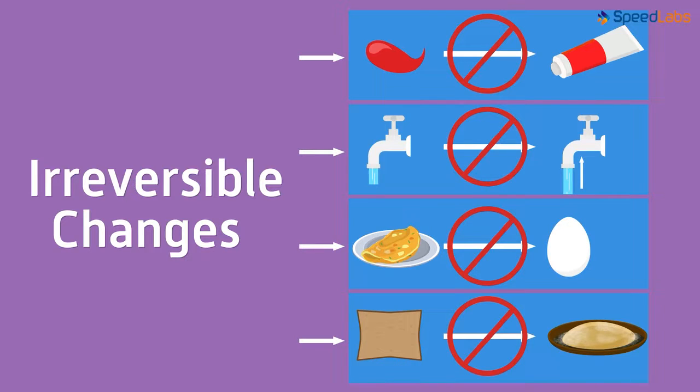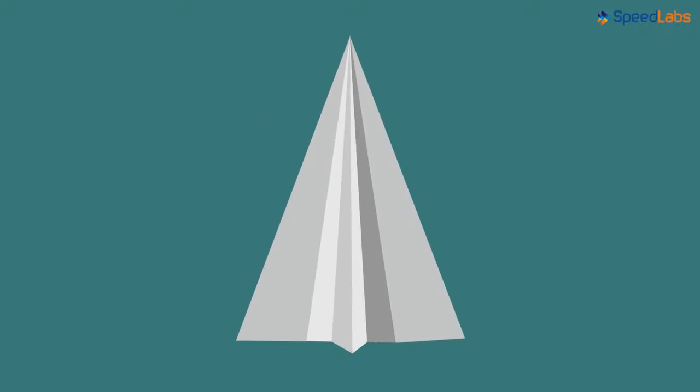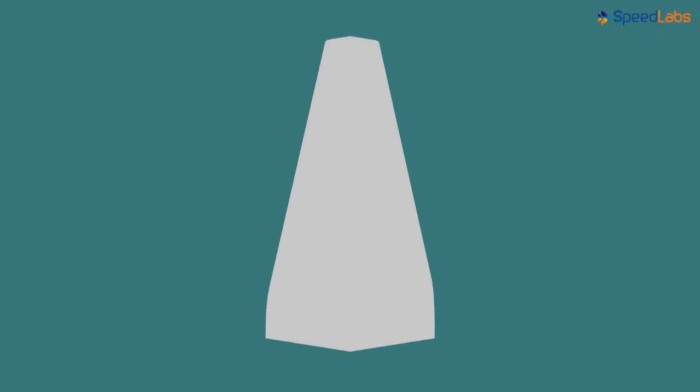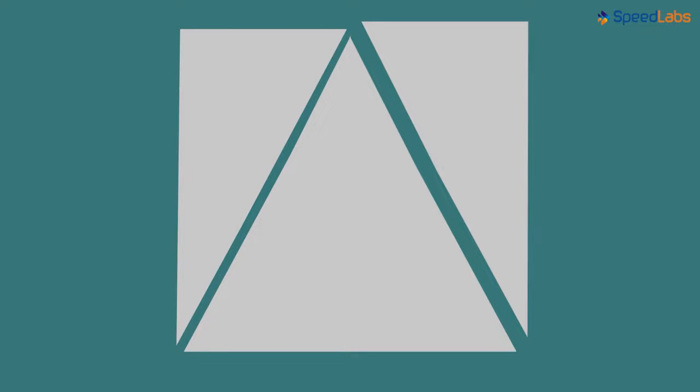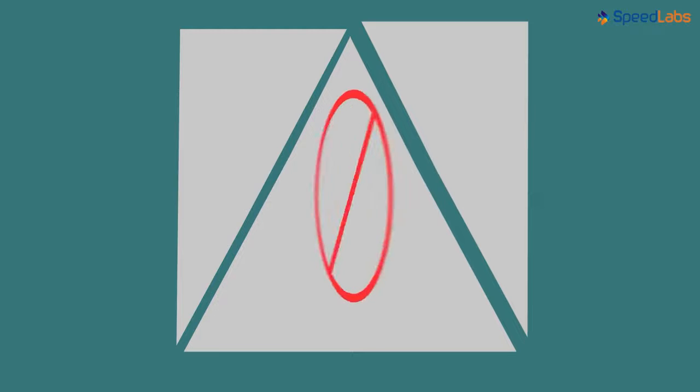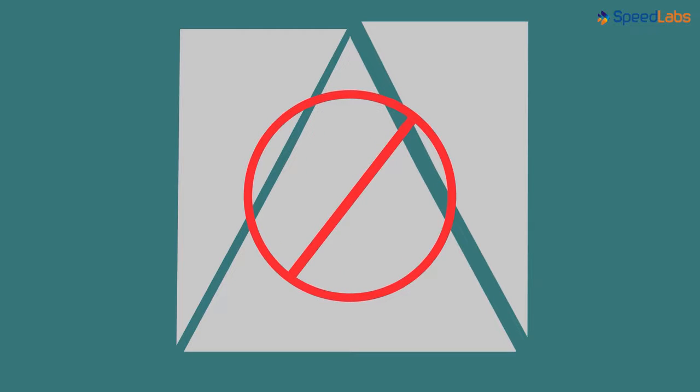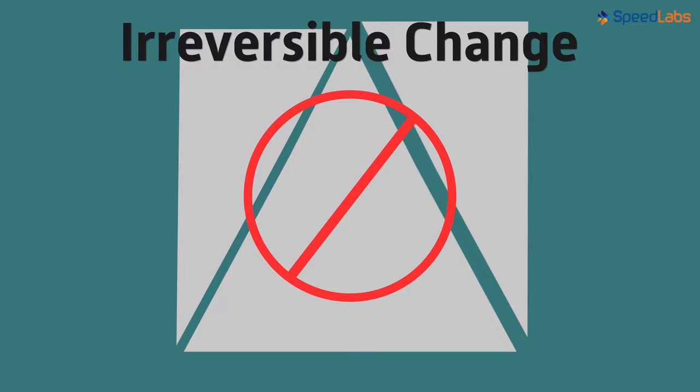Now to understand both these types, let us look at some simple examples. We make plane models out of paper by folding it. We can unfold the paper and get the original single piece of paper again. Now we cut the same piece of paper in the shape of an airplane. Is it possible to stick the cut part back and get a single piece of paper? Absolutely not. So this is an example of irreversible change.